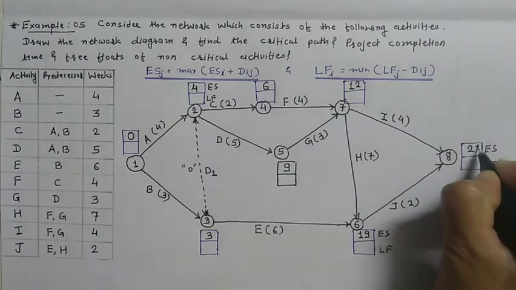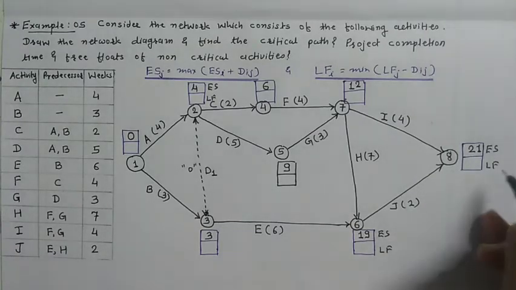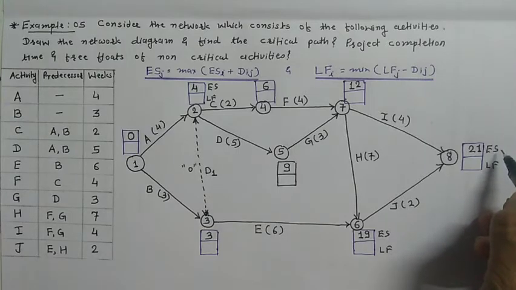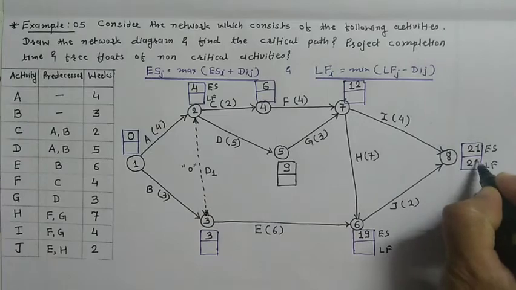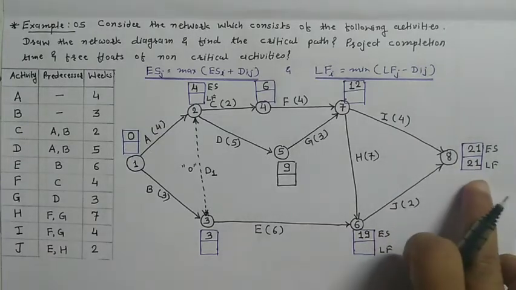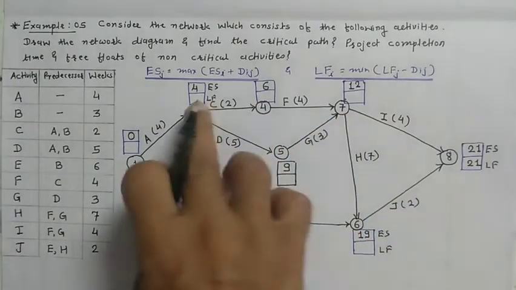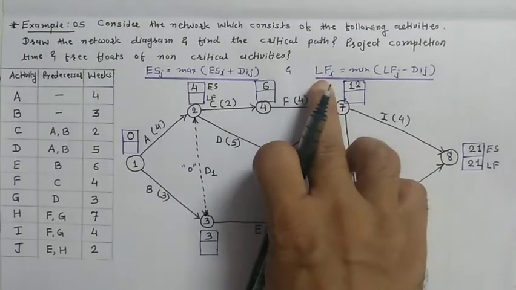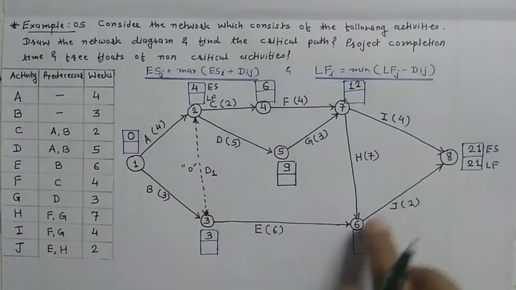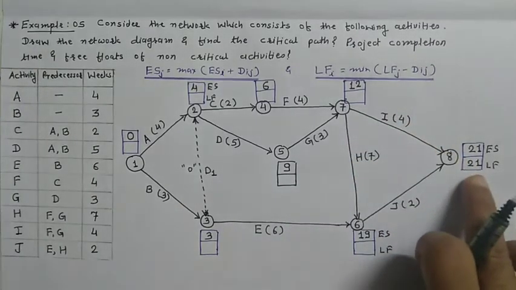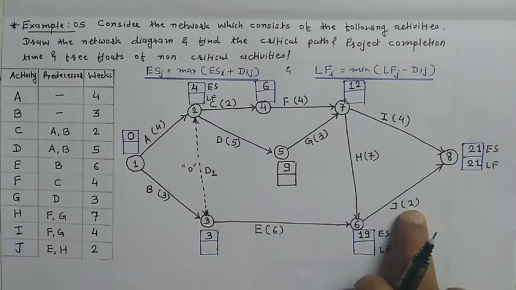Now, as you all know, the latest finish time of the last event is equal to the earliest start time of that last event. So 21, and the latest finish time is also 21. Now the equation to find the latest finish time for the other events is: latest finish time of tail event is equal to the minimum of latest finish time of head event minus duration.